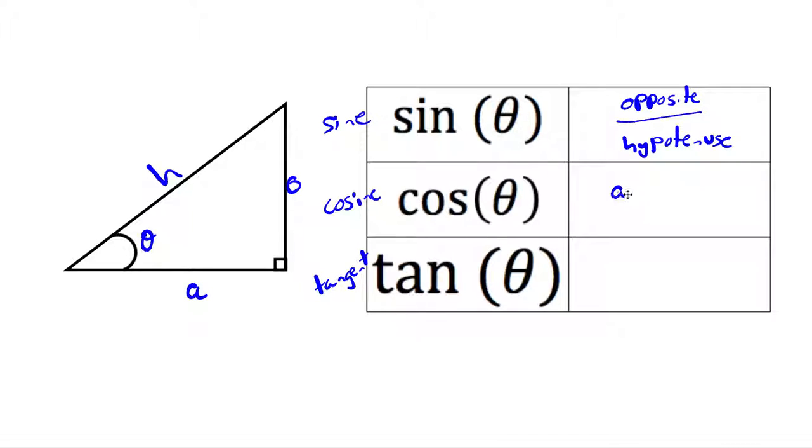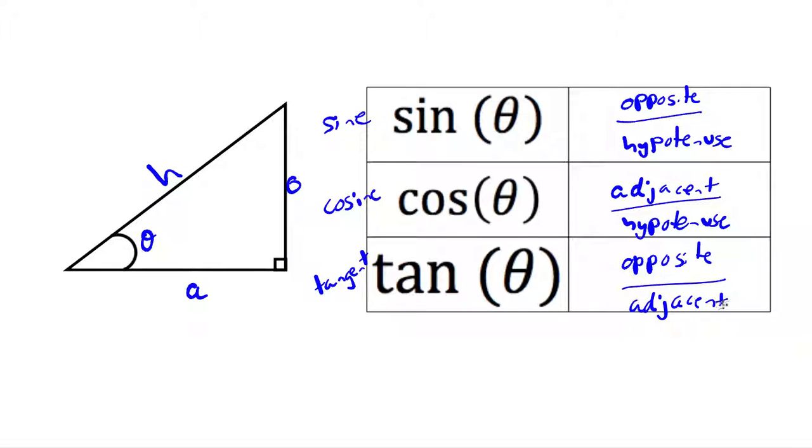The cosine is the adjacent side over the hypotenuse. And the tangent is the opposite side over the adjacent side. So notice I'm not saying that this is theta. I'm not saying this angle is the opposite over the hypotenuse. I'm saying the sine of the angle. So these are specific functions. This is saying the function of theta is equal to the opposite over the hypotenuse.